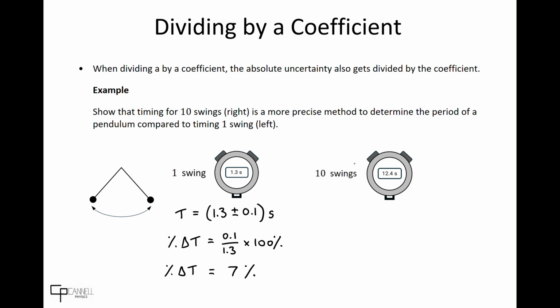So for the time for 10 swings of the pendulum, I'm going to use lowercase t just to represent time in general, but with a subscript 10. And reading this from the timer, we get... The uncertainty is the same as before because it's the same timer. It goes to 1 decimal place.